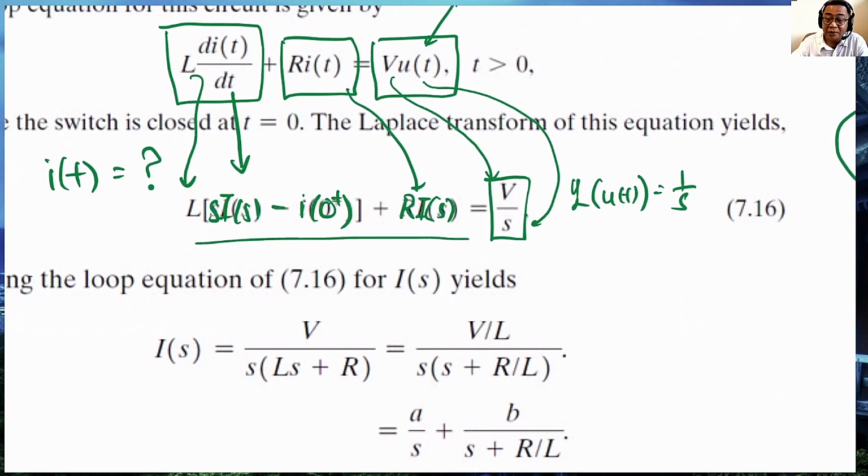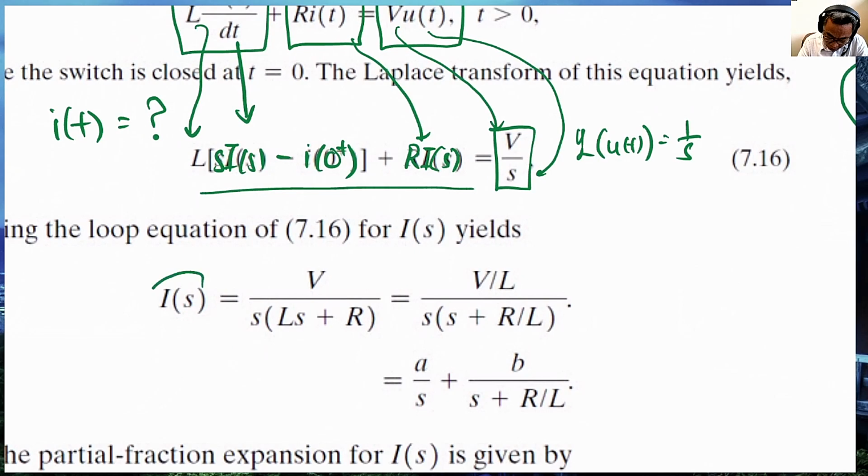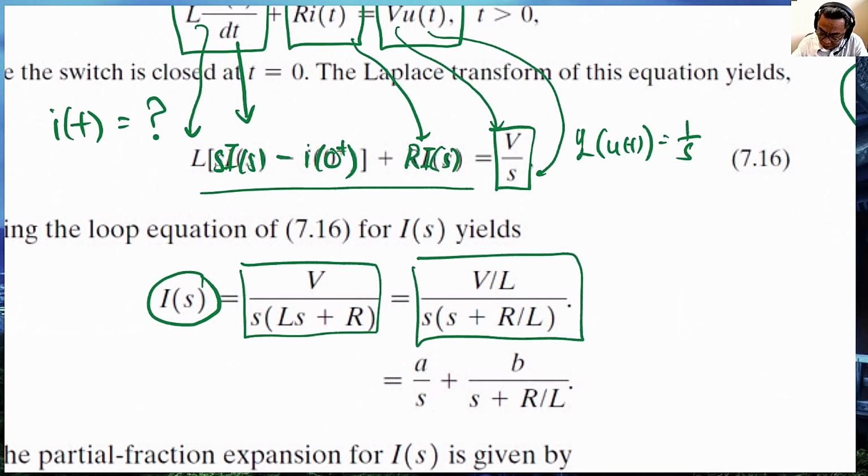So now we converted our differential equation into an algebraic equation, and of course we are going to manipulate it around to move I(s) to one side and the rest of the expression on the right hand side, which is V over s(Ls plus R). Now, in this form, we have a problem because there's no lookup table. We cannot find a lookup table that converts this form into i(t).